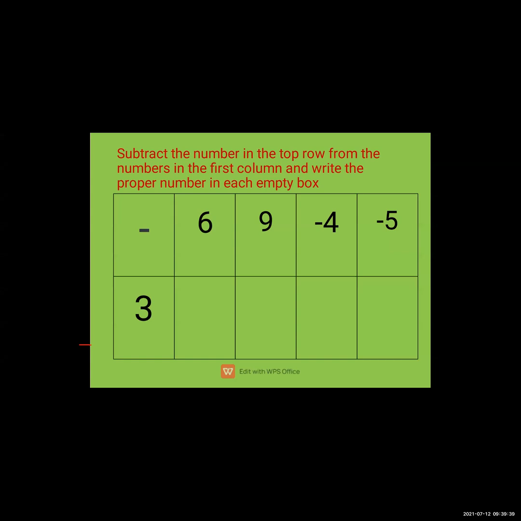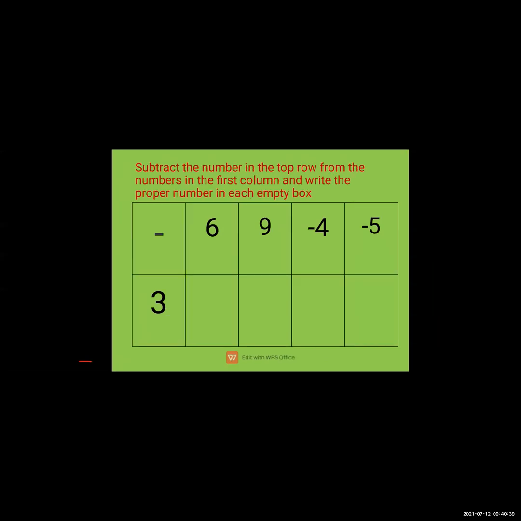So see here. What is the question? Ma'am, here what we have to do is subtract the number in the top row, this row, from the numbers in the first column, and write the proper number in each empty box. In these empty boxes, we have to write the numbers.